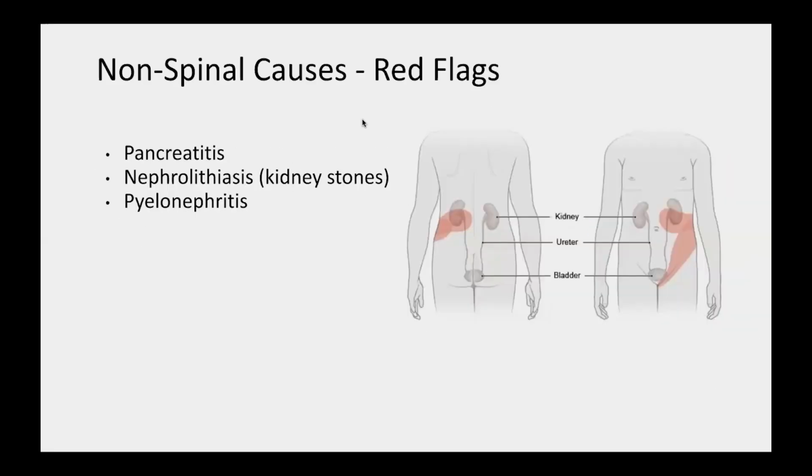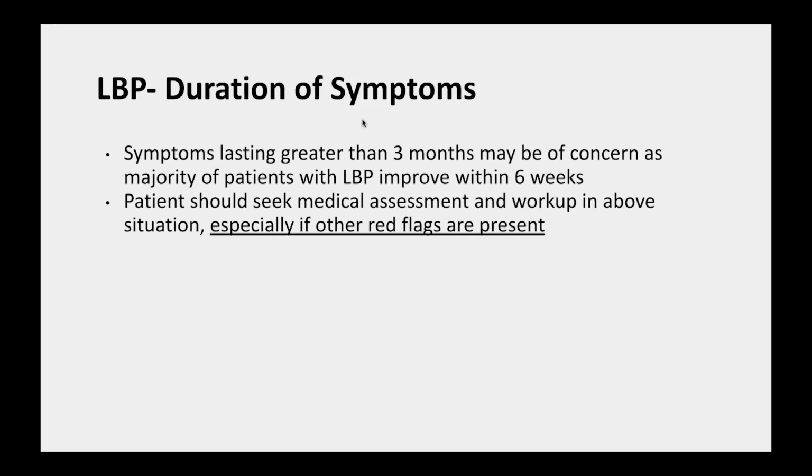Other non-spinal causes of low back pain, potential red flags, can include pancreatitis, which is inflammation of the pancreas, nephrolithiasis, meaning kidney stones, and pyelonephritis, which is a urinary tract infection that has spread upwards and is now affecting the kidneys. These can present with one-sided low back pain and sometimes a shooting pain from the flank downwards.